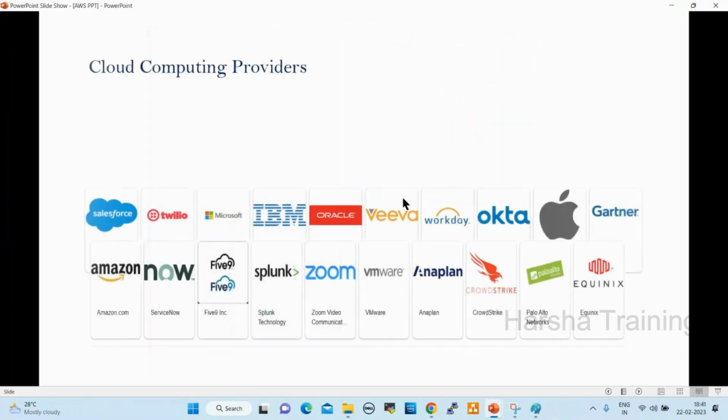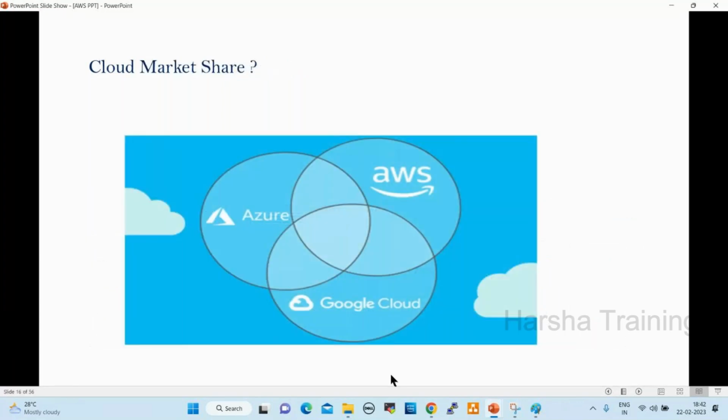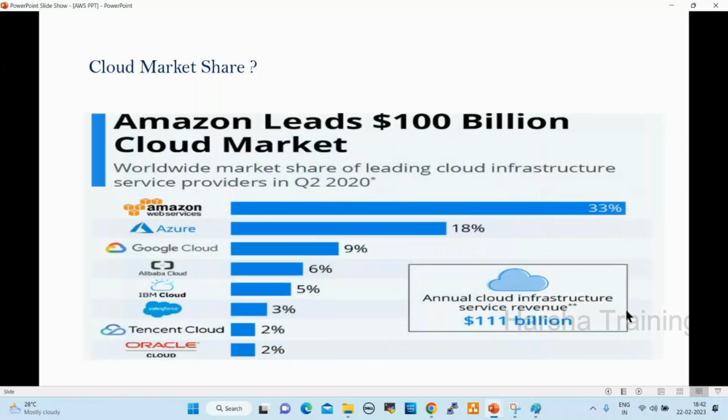So these are the cloud computing providers available in the market, right? Different providers are available. Here is the cloud market share. Amazon occupied 33% of the market share, Azure occupied 18%, Google Cloud 9%, Alibaba Cloud 6%, IBM 5%, Salesforce 3%, TechNet 2%, Oracle Cloud 2%.